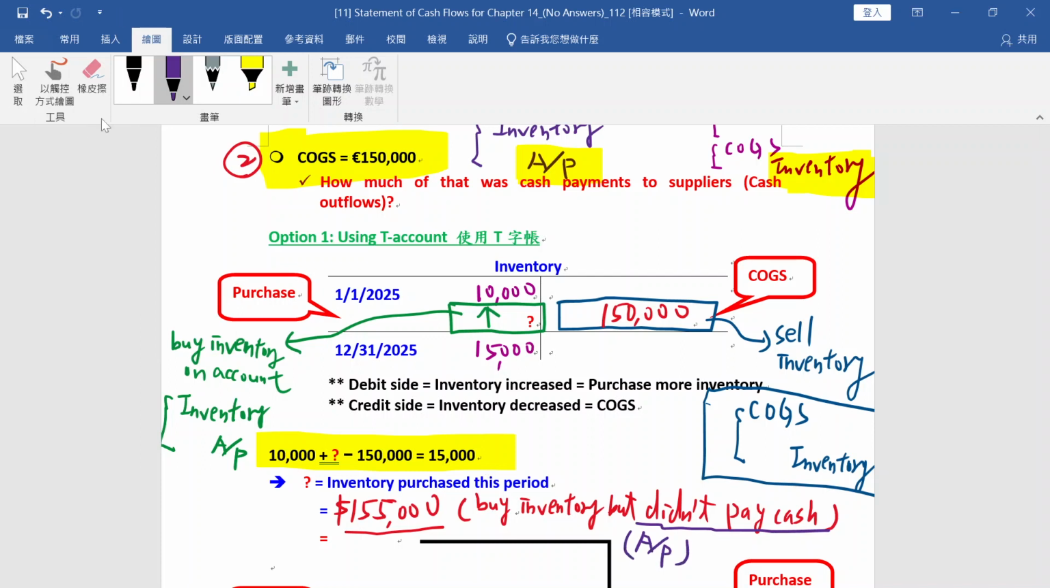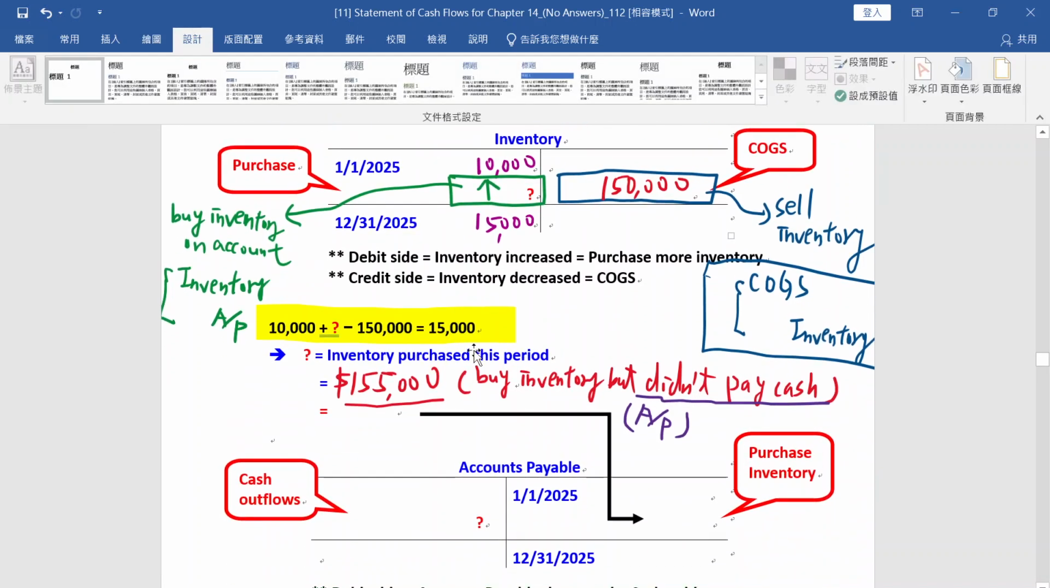Supplier money. Okay. So this one is more complicated than others. Others is more simple, but this one more complicated because this one you need two friends' help. Others you just need one friend's help, but this one you need two friends' help. So first friend inventory. Right now you need second friend's help. What's that? Accounts payable, because so far you just understand $155,000 accounts payable. We didn't know cash outflow yet. Okay, so right now we need second friend's help. What's that? Accounts payable.